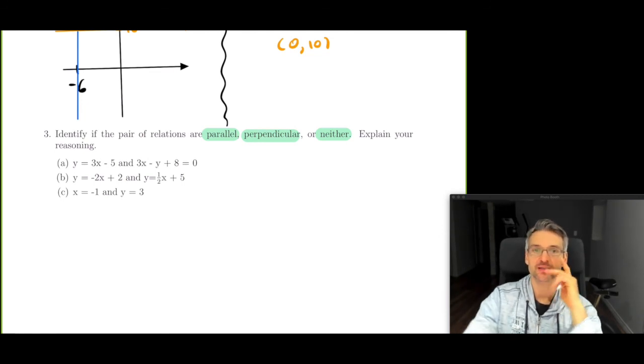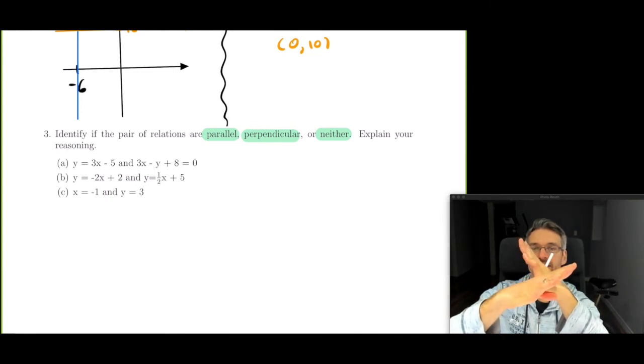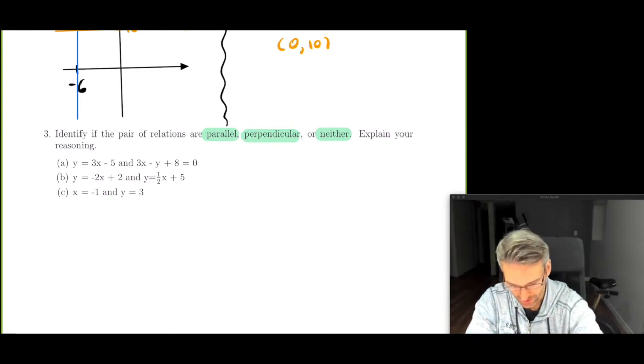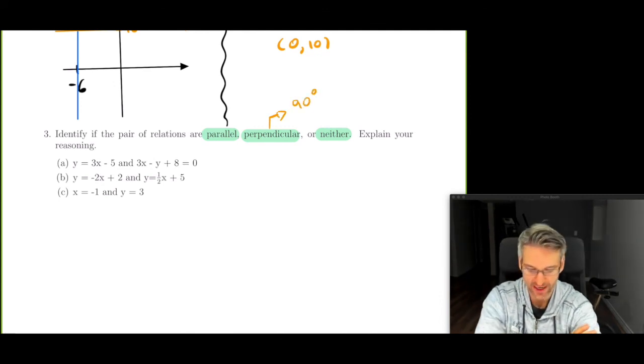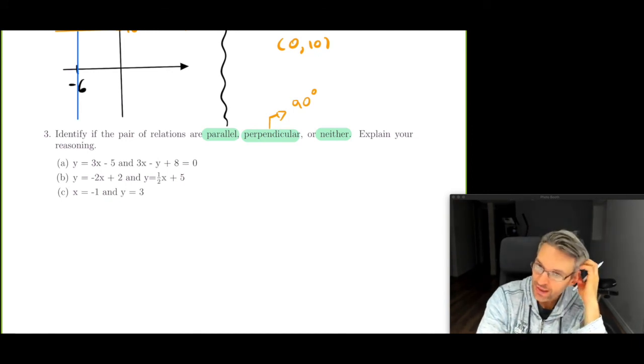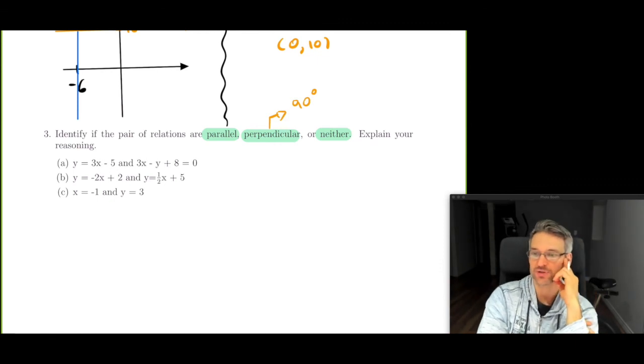Perpendicular means that they're intersecting at a 90-degree angle, all right? So here, they're intersecting at an angle of 90 degrees. And neither obviously means that they're not perpendicular and not parallel, so they're just intersecting at some point. So let's take a look at the examples that they gave us, and then we're going to try to see.